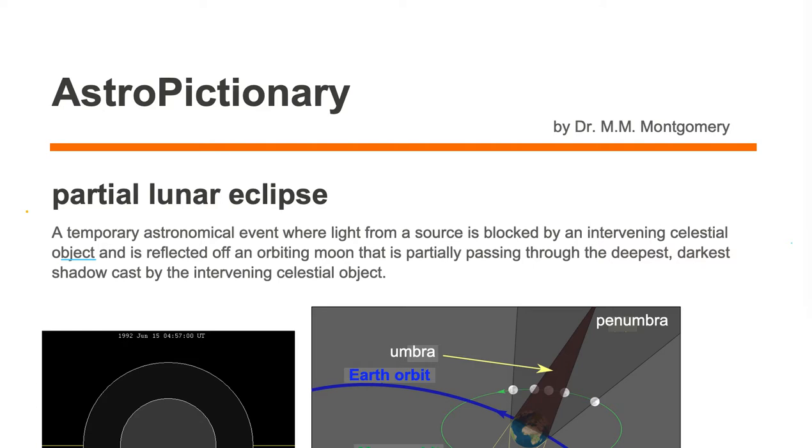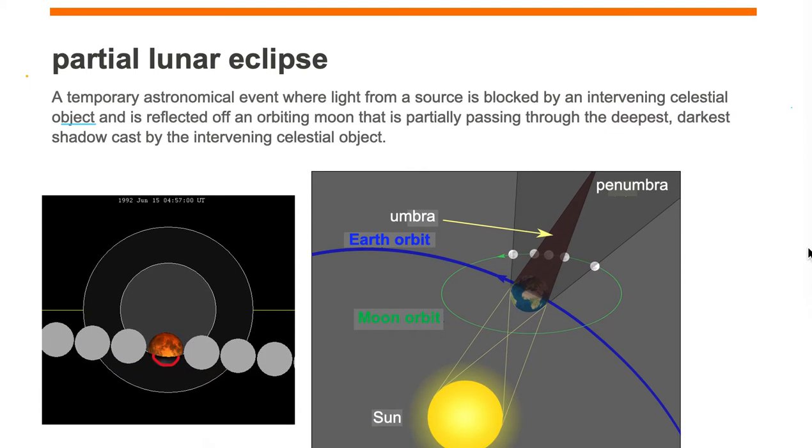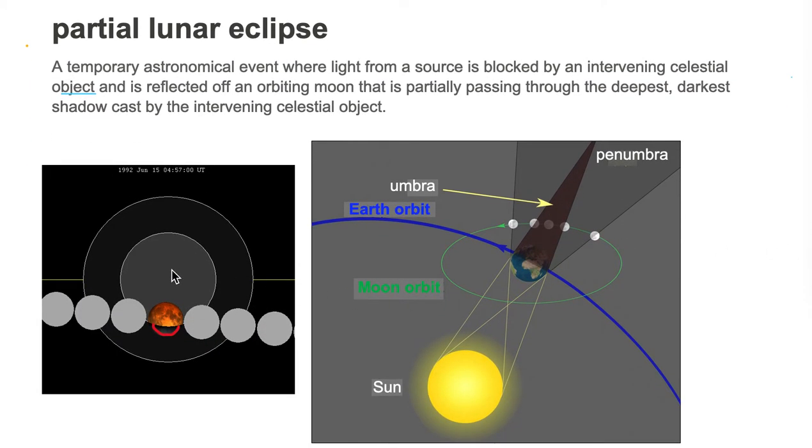A partial lunar eclipse is a temporary astronomical event where light from a source is blocked by an intervening celestial object and is reflected off an orbiting moon that is partially passing through the deepest, darkest shadow cast by the intervening celestial object. So let's take a look at a partial lunar eclipse.